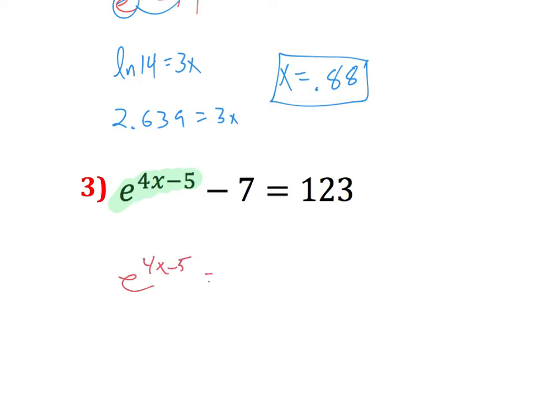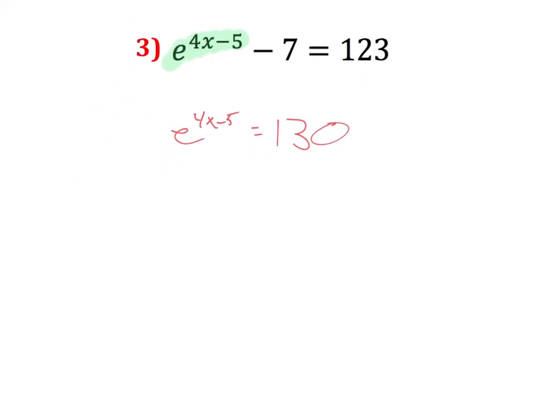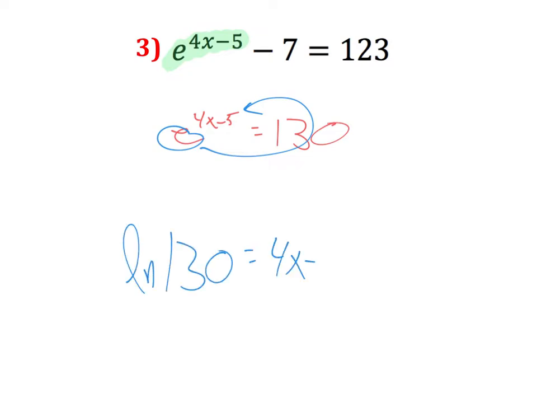So I'm going to move that 7 to the other side. I'm going to add that to the other side. So now it's set equal to 130. I'm trapped in exponential form. My exponent is unknown, so I have to go to natural log or logarithmic form. So the natural log of 130 equals 4x minus 5.